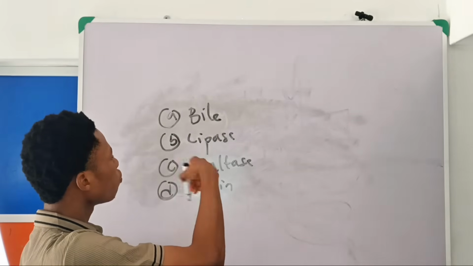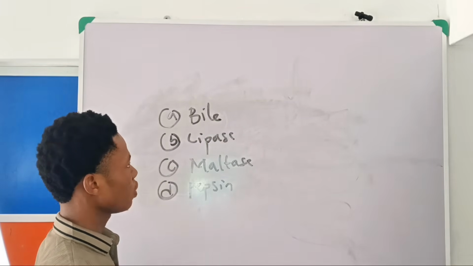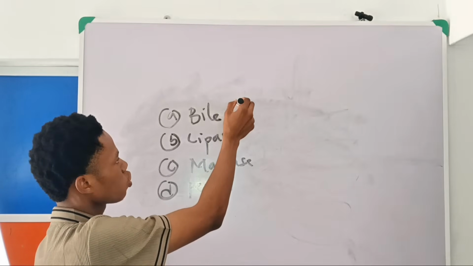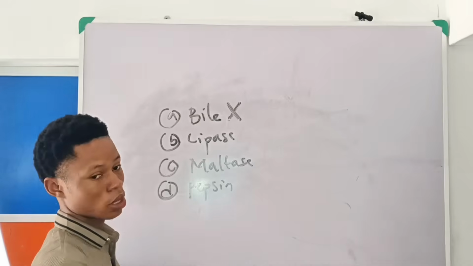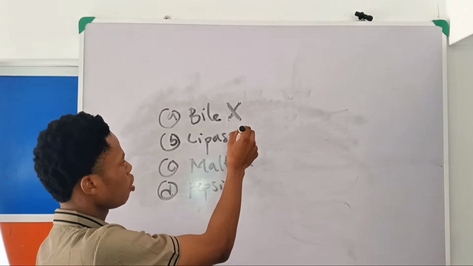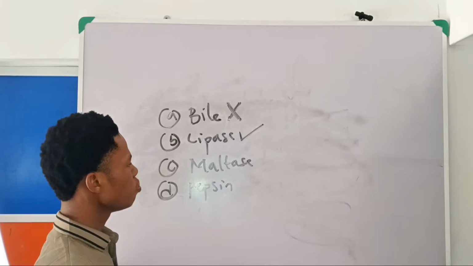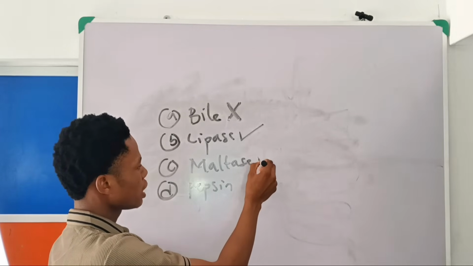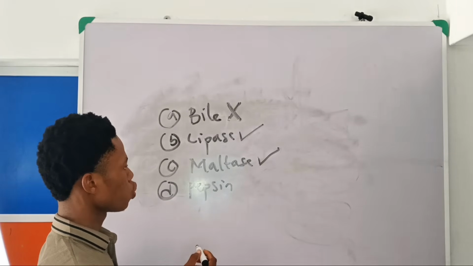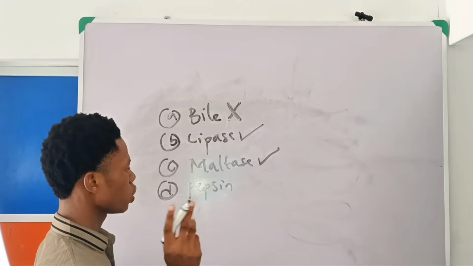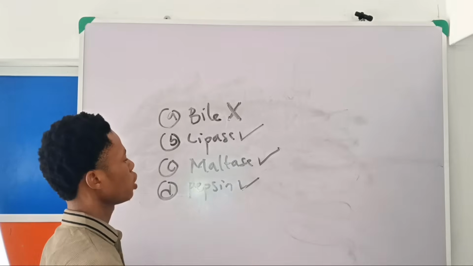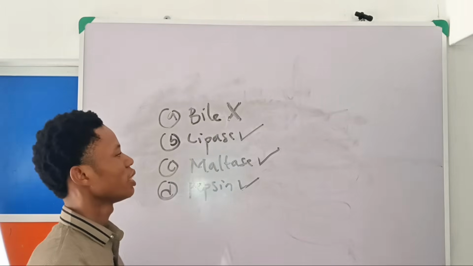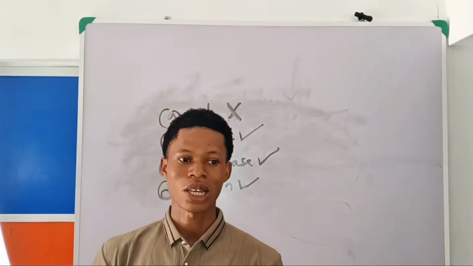Now, looking at this, the question is which of the following is not a digestive enzyme. It says bile. First of all, bile is not an enzyme. Lipase is an enzyme involved in the digestion of lipid. Maltase is an enzyme involved in the breakdown of maltose into glucose and glucose, that's two glucose molecules. Pepsin is an enzyme involved in protein digestion. So you see, bile is not an enzyme in the first place.